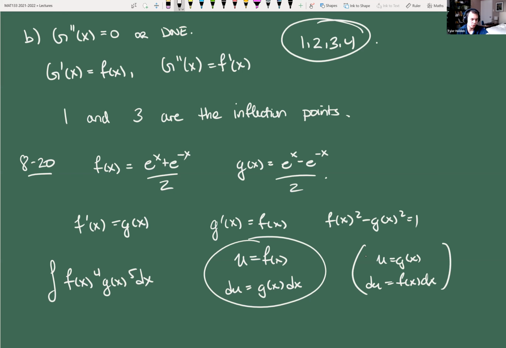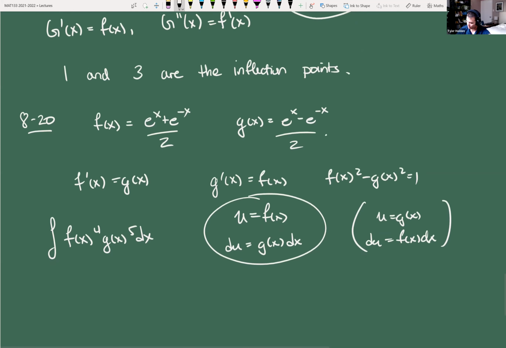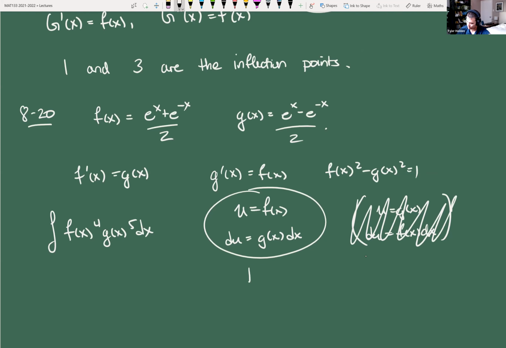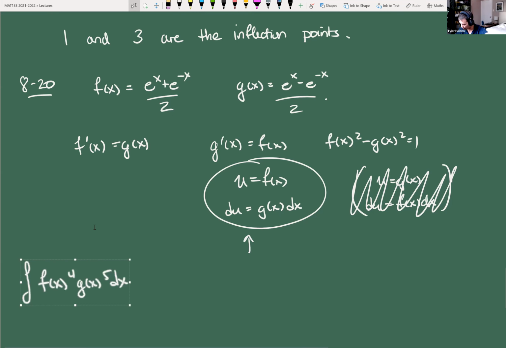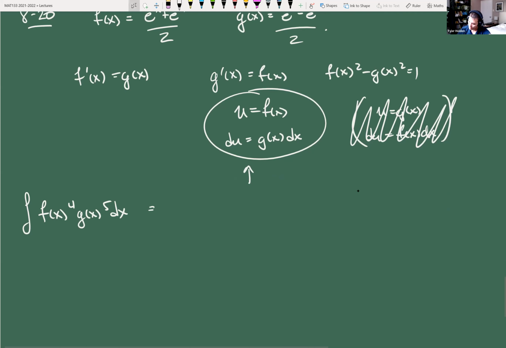Honestly, you could just guess. There is a strategy for seeing what you're supposed to do, but I'm just going to tell you the answer. I'm going to let u be equal to f of x. So I'm not going to do this one, I'm going to do this one, and let me explain why. Let me move that integral down a little bit so I can work on it. Where's my mouse? Why does it keep disappearing? So let's move that integral down. What I'm going to do is write this as f of x to the 4, g of x squared, g of x dx.